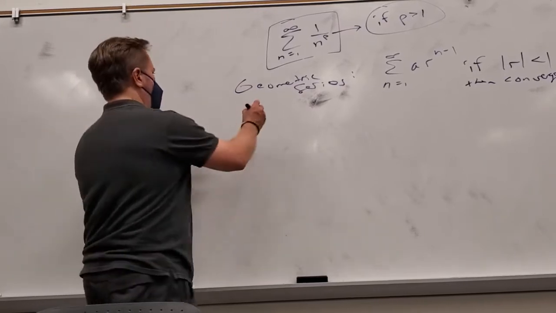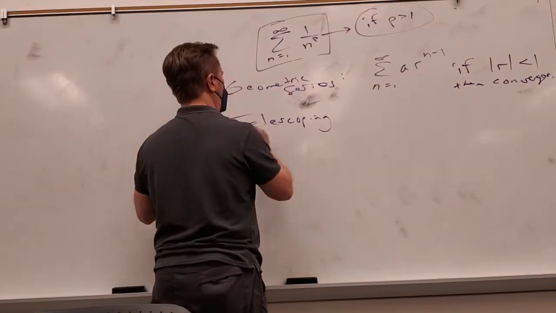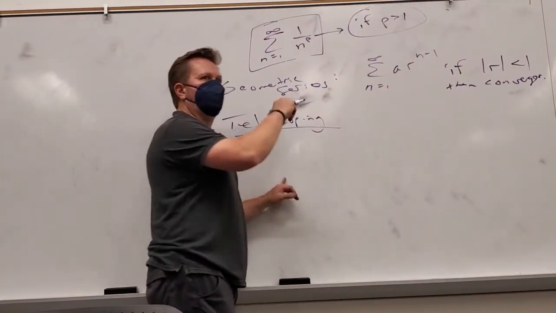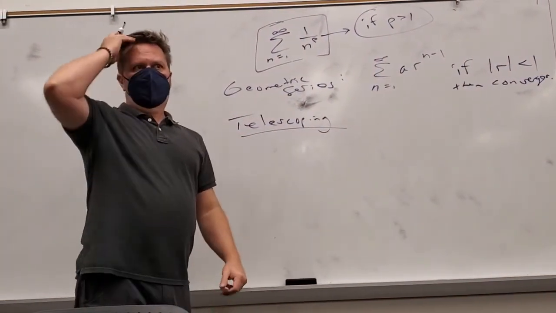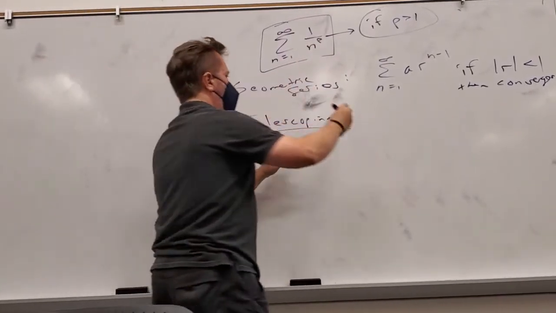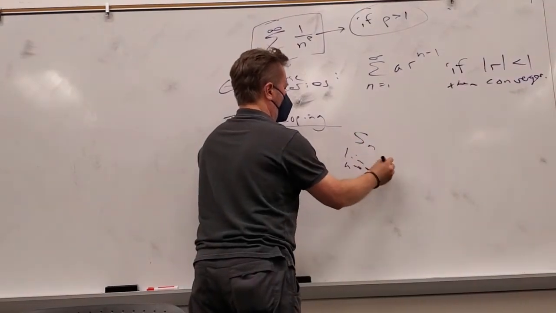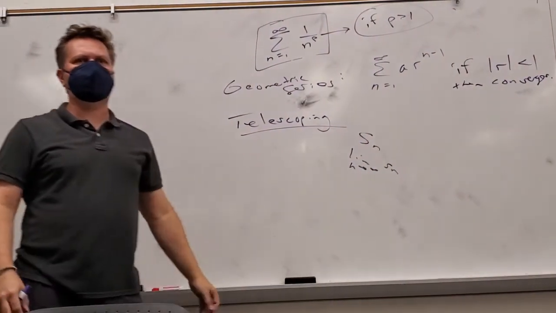Okay. There's at least one more kind of type. Telescoping, yeah, and we did an example like that. Now this one, you can actually tell what it converges to, because you can do what we did last time to figure out a form of S_n, and then you just take the limit of that. So we did an example like that last time.